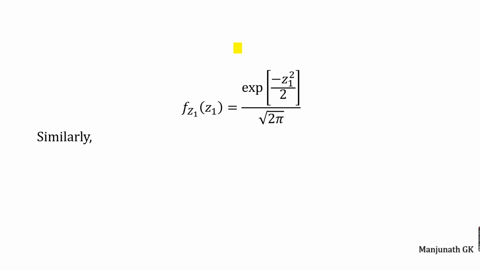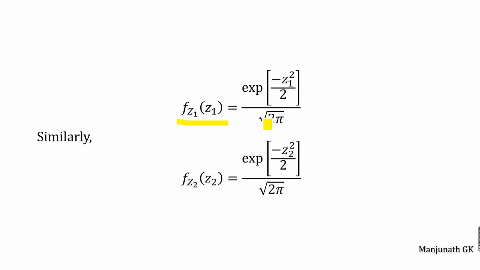Alright, so f z1 of z1 is calculated here. Similarly, f z2 of z2 can also be calculated by following the same procedure. As a result, we will get the same thing, instead of z1 it is z2. So these two calculations are very important from an examination point of view. So keep these derivations as ready as possible.